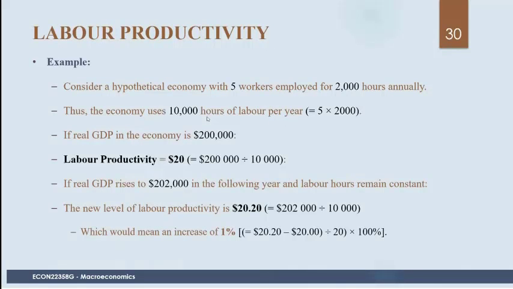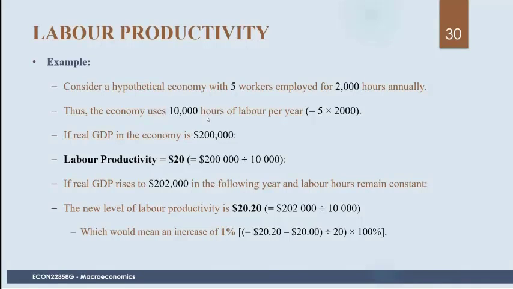I'll just let you do this for homework. Don't worry too much about this. Well, let's just go over it quickly. We have a hypothetical economy with 5 workers employed for 2,000 hours annually. So the economy uses 10,000 hours of labor, 5 times 2,000. If the real GDP in the economy is $200,000, then labor productivity is obtained by taking 200,000 and dividing it by 10,000. So here labor productivity in terms of output is $20.